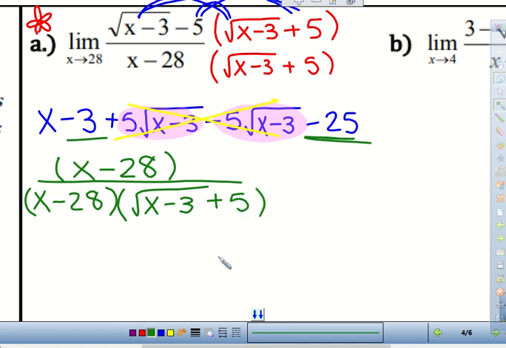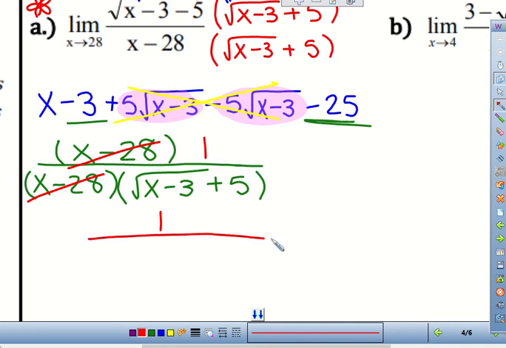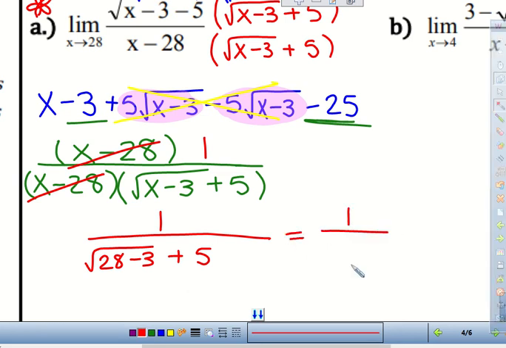So what's going to happen with the x minus 28s? Cancel. Leaving me with what in the numerator? 1. Now I could try doing what? Direct substitution, right? So what is 28 minus 3? 25. Square root of 25? 5. 5 plus 5? 10. That's it. That's all you have to do.